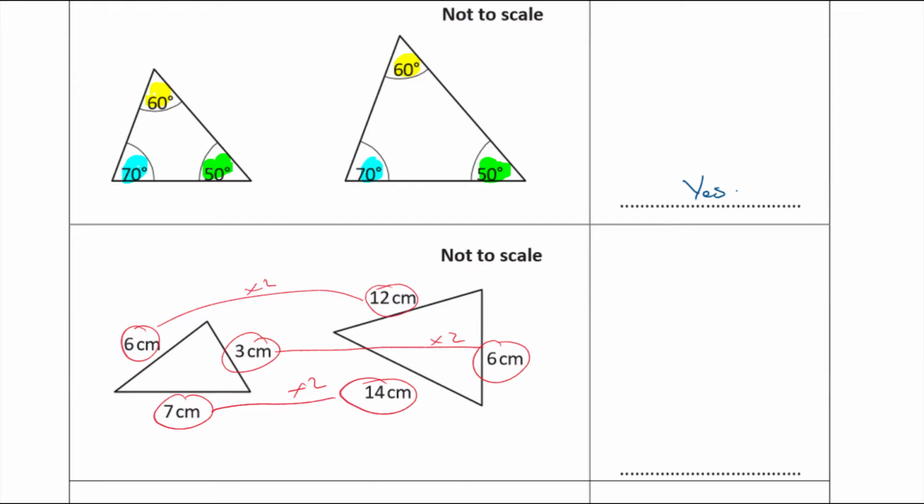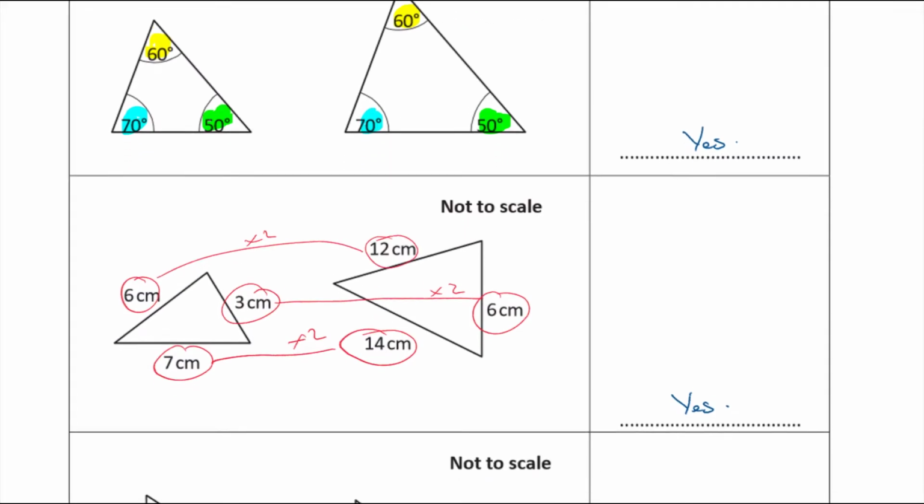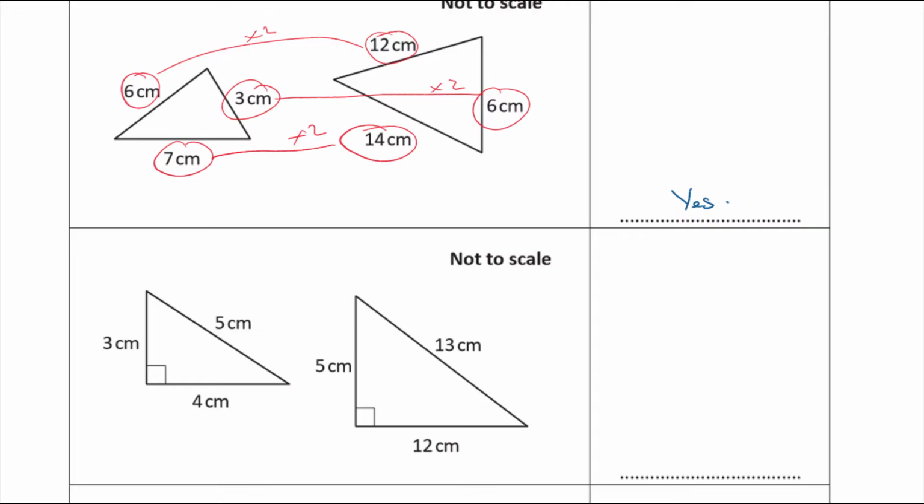So again, these are similar. One is an enlargement of the other, isn't it? It's twice as, all the sides are twice as long, but that would mean all the angles are still the same. Then this one here, I've got 3, 4, 5, and I've got 5, 12, 13.